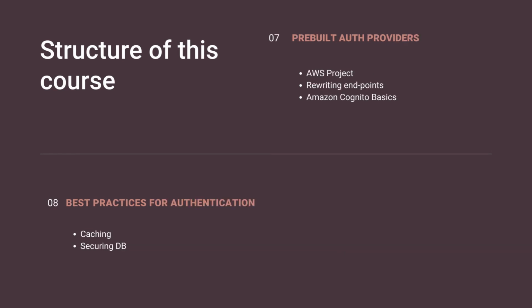The seventh section involves pre-built auth providers. We integrate AWS to the project. We write endpoints, Amazon Cognito bases. The last section are best practices for authentication, which involves caching and securing your database.